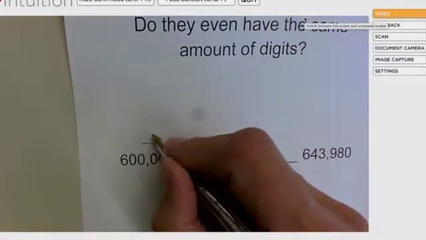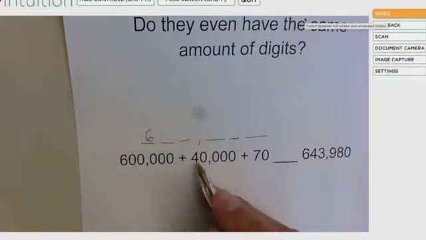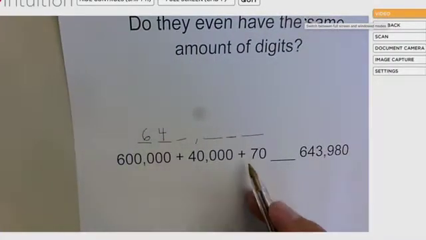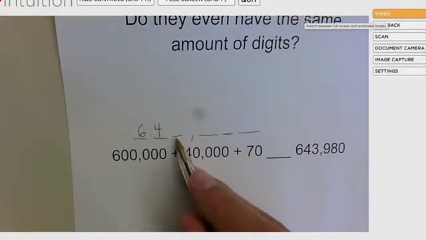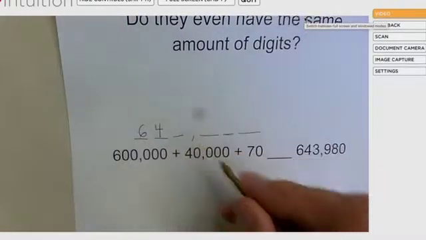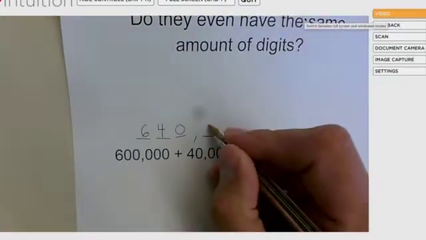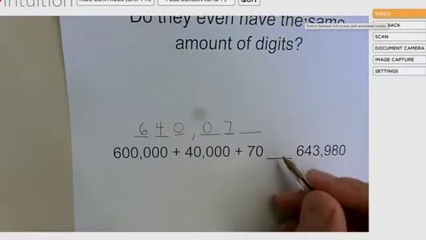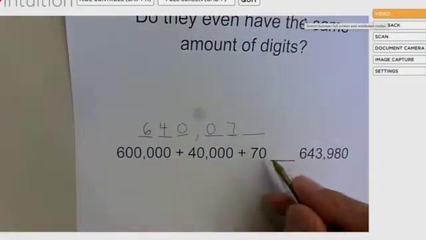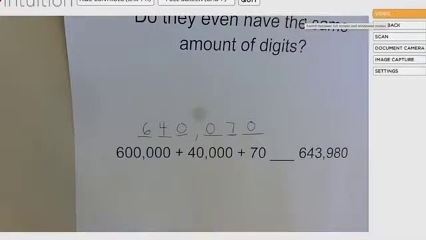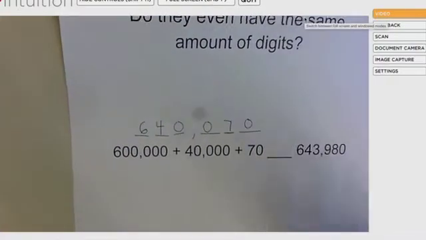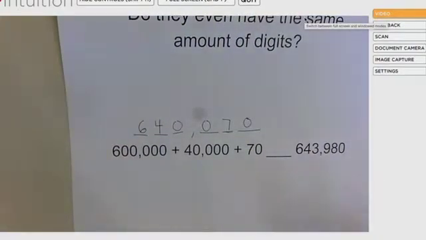I know a 6 should go in the hundred thousands place. I know a 4 should go in the 10,000s place. There's nothing here in the thousands place or hundreds place, right? So I'll just put a 0 and a 0. There's a 7 in the tens place, and I don't see any ones, right? So that's my number. Okay, so this is a really good trick to help you to traverse to go from one form to the other.